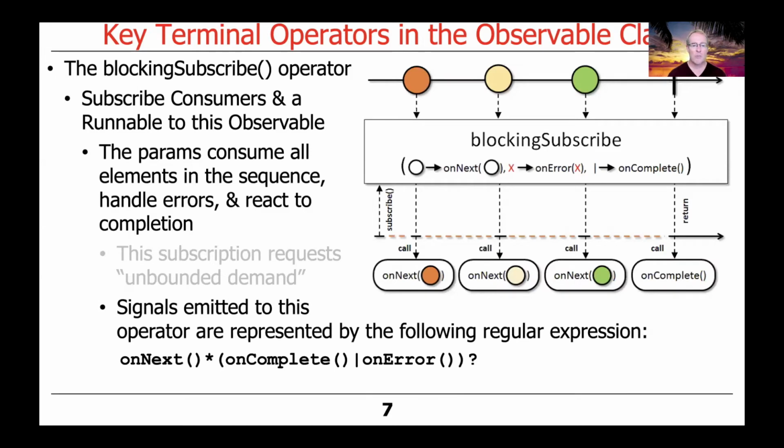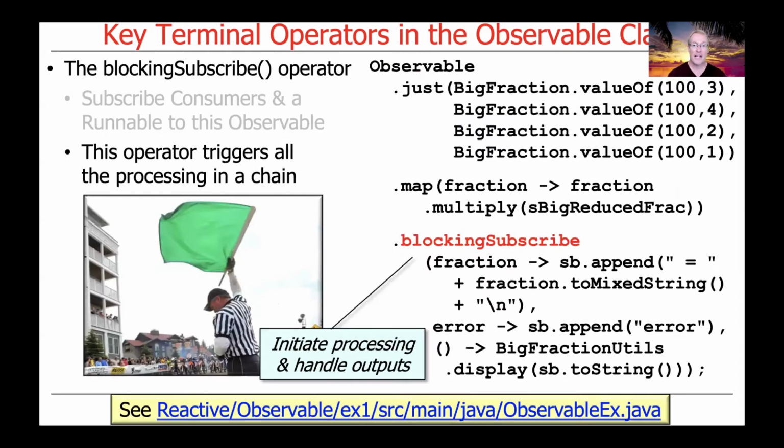The signals that are emitted to this operator are represented by the following regular expression. You can have 0 or more onNext signals, followed optionally by either 1 onComplete or 1 onError signal, or none. In fact, you can emit nothing at all, and that will work perfectly fine for the way in which blocking subscribe is defined. The blocking subscribe operator triggers all the processing in the chain. That's what makes it a terminal operator.